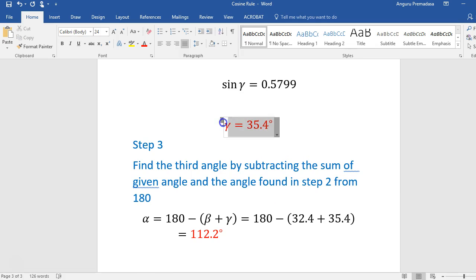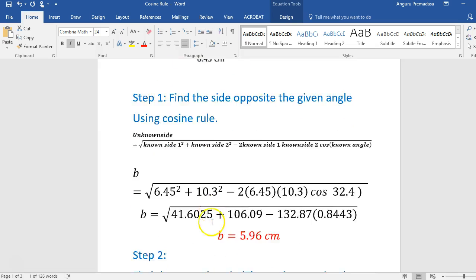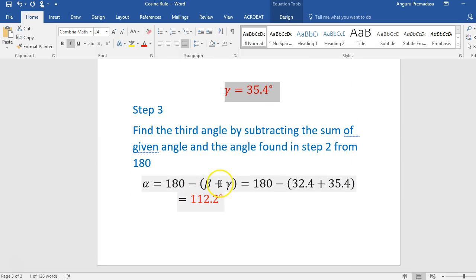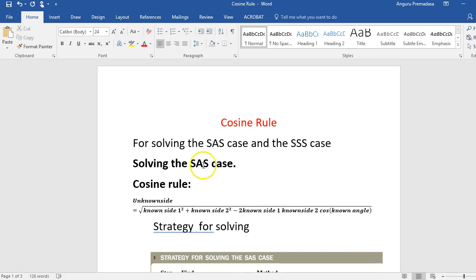Now that we know gamma, what is left to find? We know gamma, we know b, we only need to find alpha. Because we know gamma and 32.4, we can easily find alpha by adding those two up and subtracting from 180. So alpha is simply 180 minus beta plus gamma. Beta is given as 32.4, and gamma we just found to be 35.4. So we get alpha equal to 112.2. This is exactly how we do an SAS case.